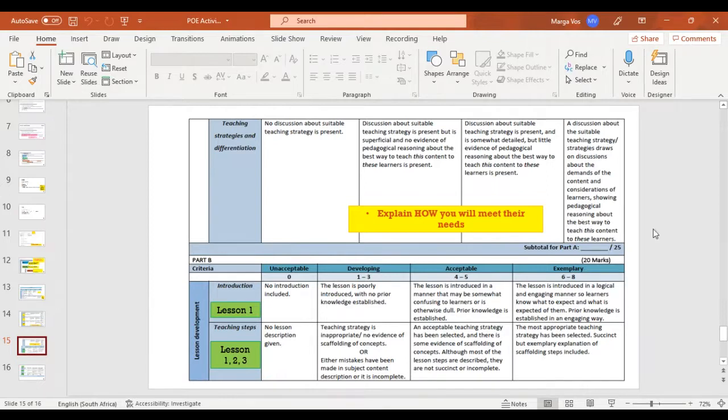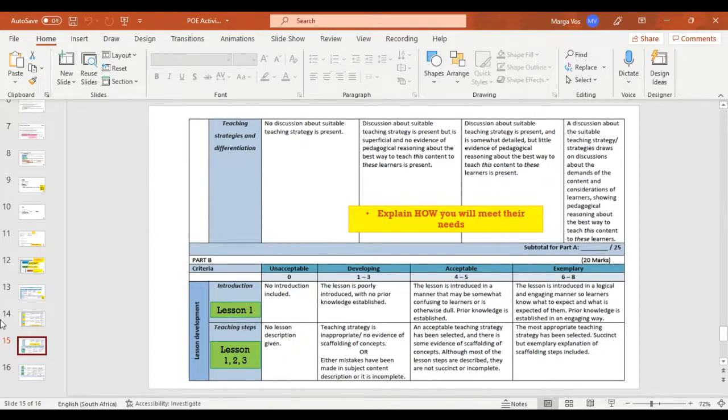And remember, people, this is very important, where you have to tell us the best way to teach this content to these learners. Please, not the generic killing quotes. You should make it applicable to this lesson. So your discussion about your teaching strategy. Tell me in your own words, why did you choose this teaching strategy for this content for these learners?